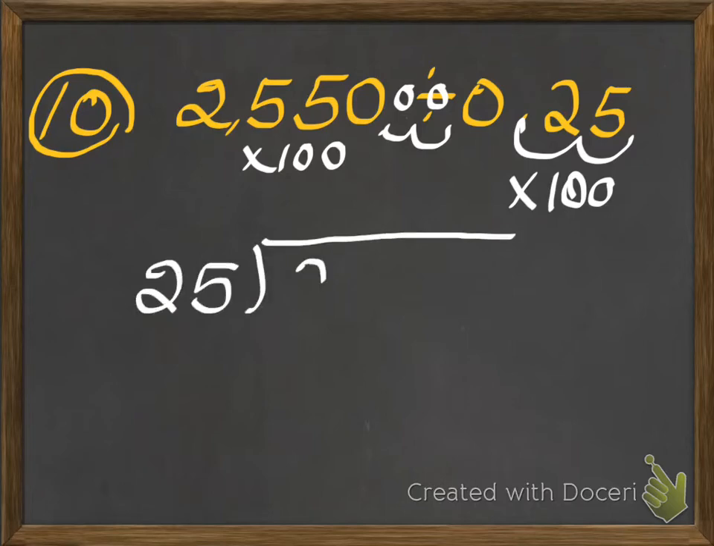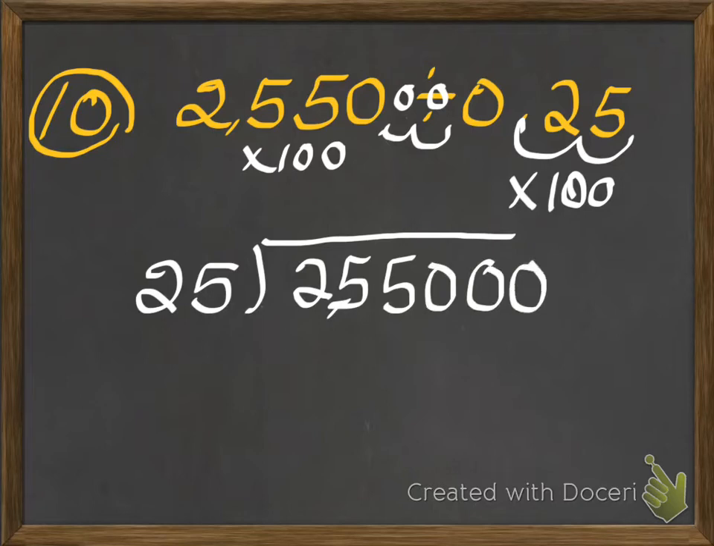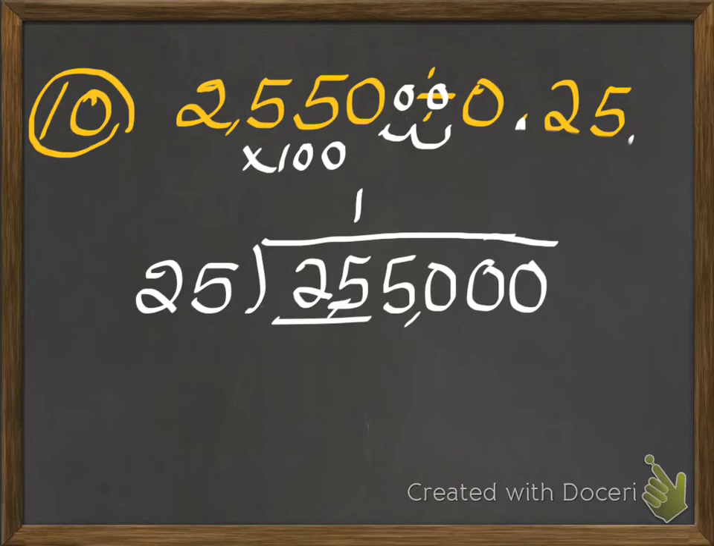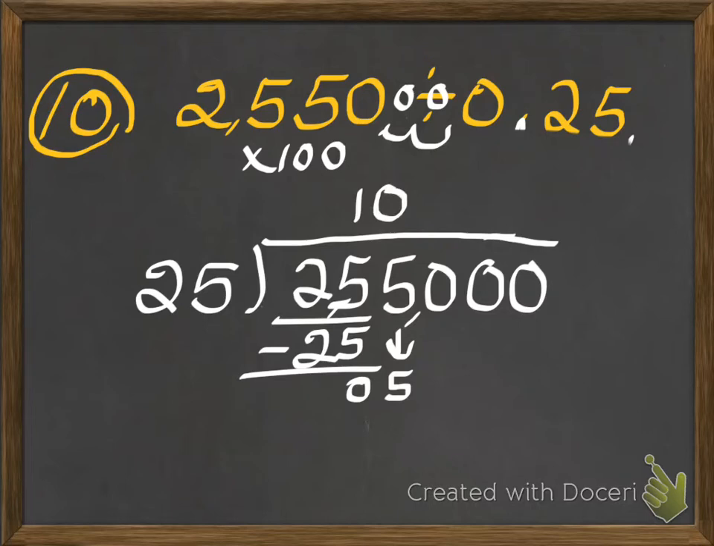So I have 2,550, 0, 0. Okay, added those zeros. Let me get rid of some of this stuff. And then it's being divided by 25. So I've got 255,000 divided by 25. So I'm going to find the first digits I can divide by. So I've got 25 can be divided by 25 one time. So 25 minus 25 is 0. Pull down the next digit, which is 5. 5 is too small to be divided by 25, so I put a 0 there.